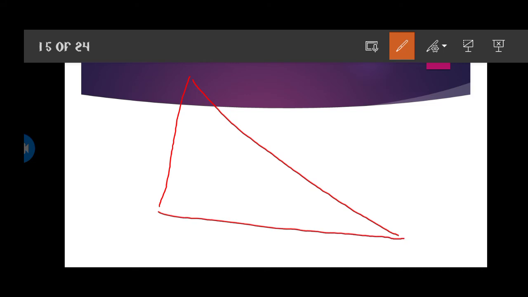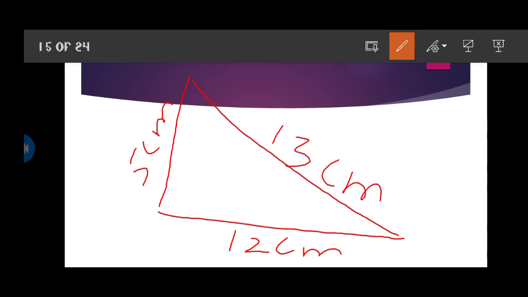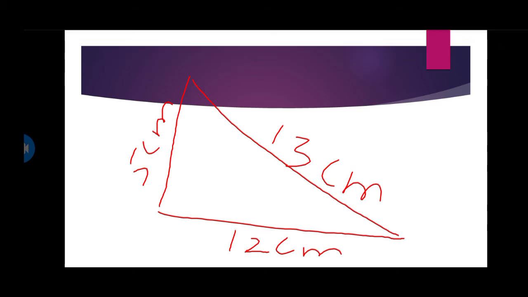So look at it now. Here will be what? 5 centimeter. Here will be what now? Here will be 12 centimeter. Therefore, here will be what? 13 centimeter. So that's how it's going to look like.